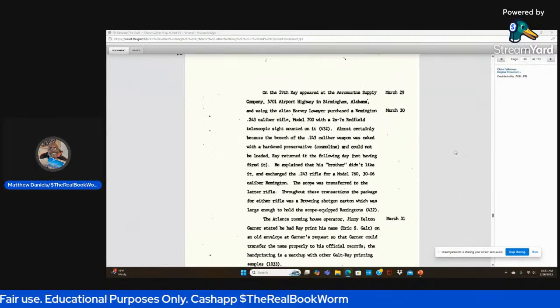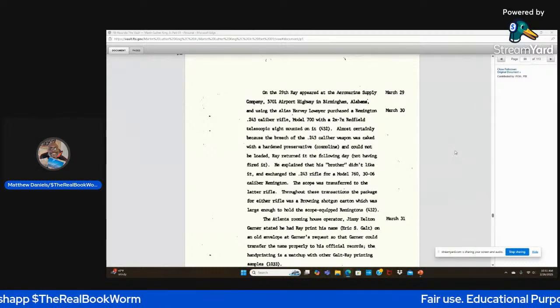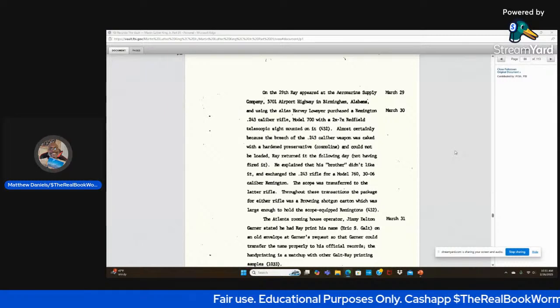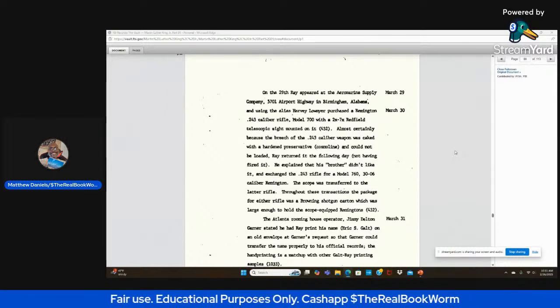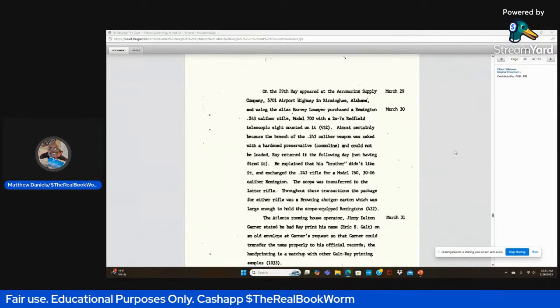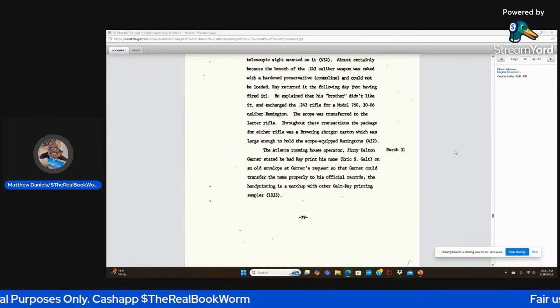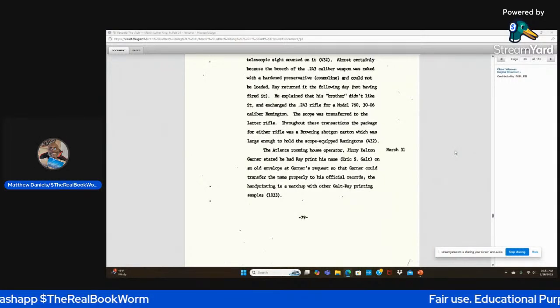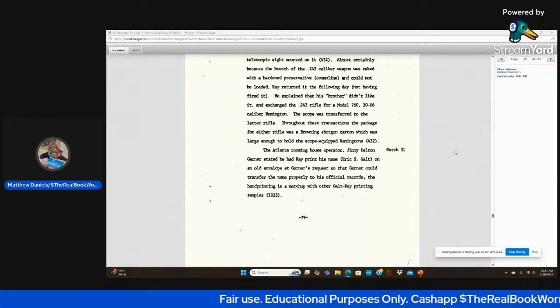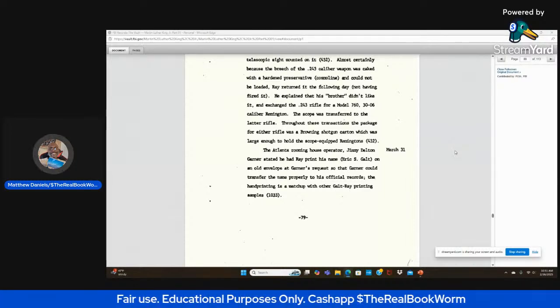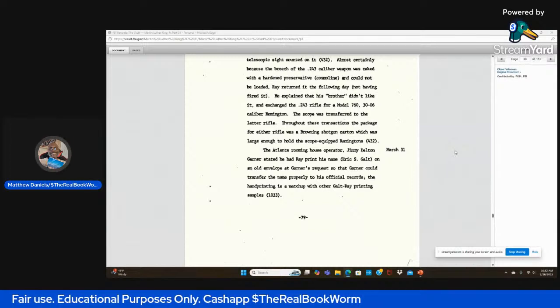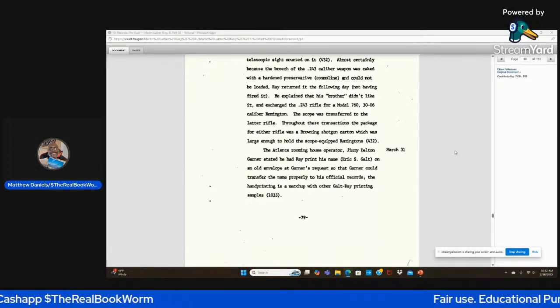Almost certainly because the breech of the 243 caliber weapon was caked with a hardening preservative, cosmoline, and could not be loaded, Ray returned it the following day, not having fired it. He explained that his brother didn't like it and exchanged the 243 rifle for a Model 760 30-06 caliber Remington. The scope was transferred to the later rifle. Throughout these transactions, the package for either rifle was a Browning shotgun carton, which was large enough to hold the scope-equipped Remington.